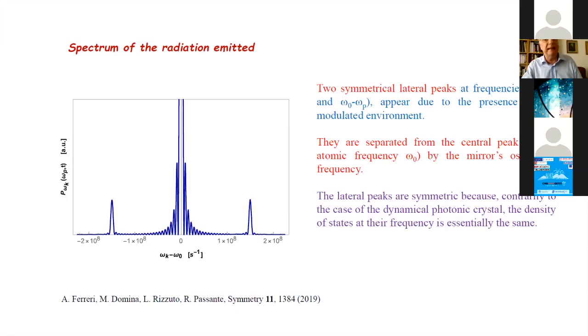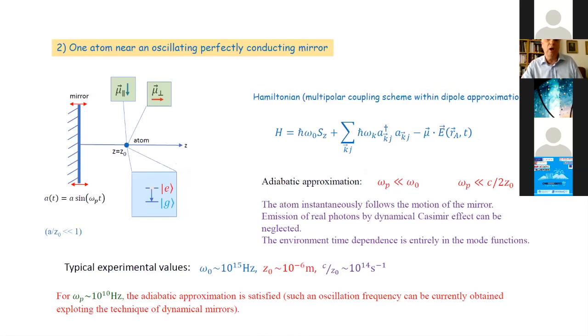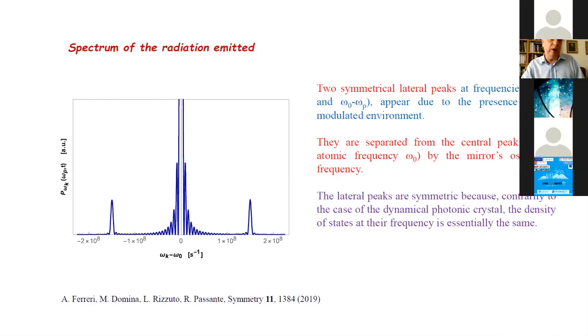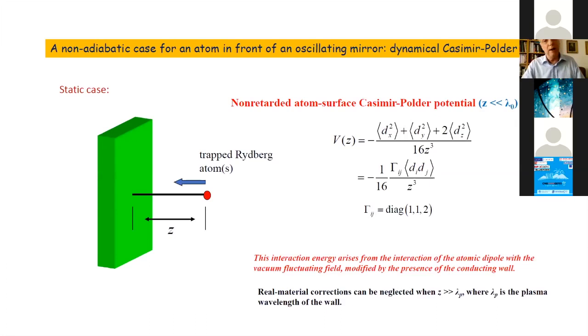In an adiabatic approximation, the atom instantaneously follows the motion of the mirror, and thus emission of real photons by the dynamical Casimir effect, or field propagation emitted by the mirror, can be neglected. The situation is completely different in the non-adiabatic case, in particular when the oscillation frequency of the wall of the mirror is comparable with some atomic transitions.